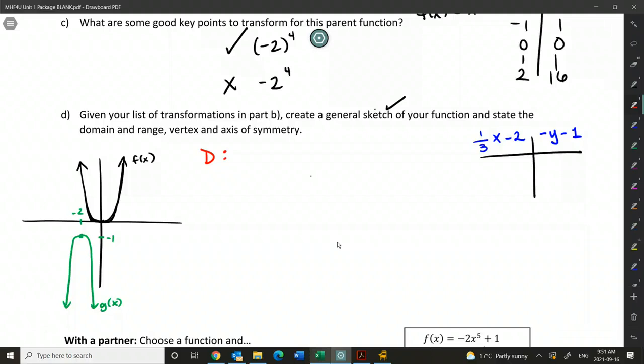How would I do domain for this in interval notation? It's always lower bound to upper bound. So are there any boundaries on the left? Are there any boundaries on the right? How do I say that? Lexi?